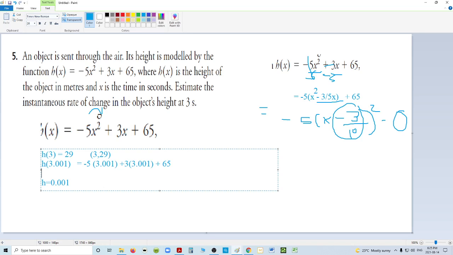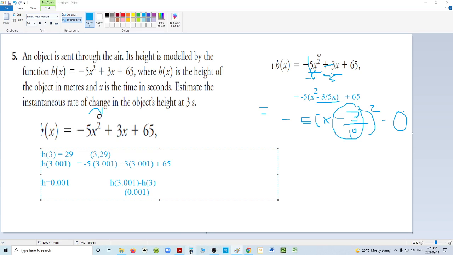So then I'm going to take all this data, and I'm going to do h of 3.001 minus my h of 3, all of it divided by my h, which is 0.001. So the question is, what does this come out to?